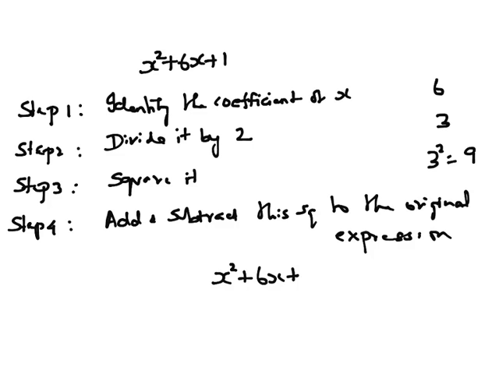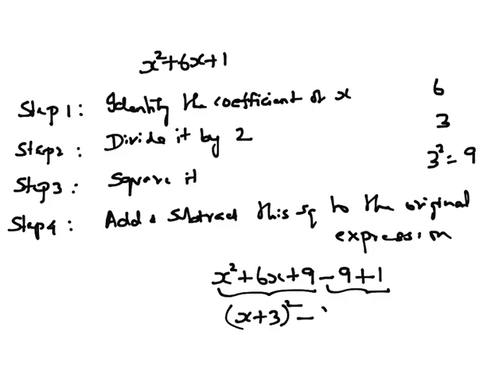I'll add the square, which is 9, I'll subtract 9, and then the plus 1, I'll write as it is. So now this expression x squared plus 6x plus 9 can be written as (x plus 3) squared, and this minus 9 plus 1 can be written as minus 8. So this is how you complete the square. Okay, I'm going to give you more examples, so don't worry. In case you haven't understood till now, you'll definitely understand by the end of this video.